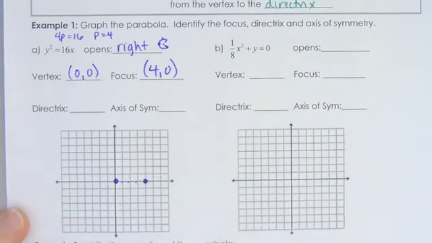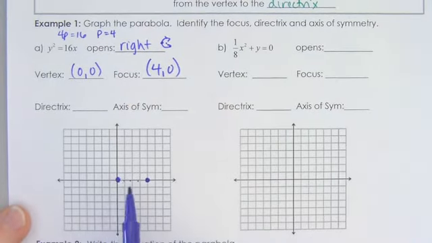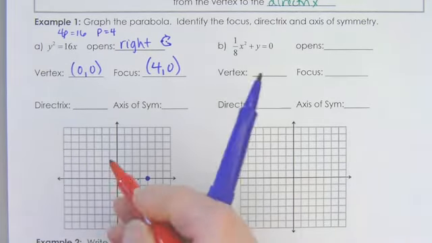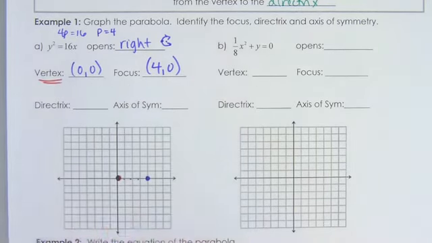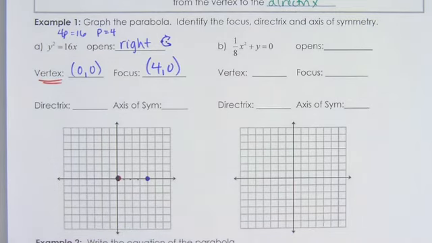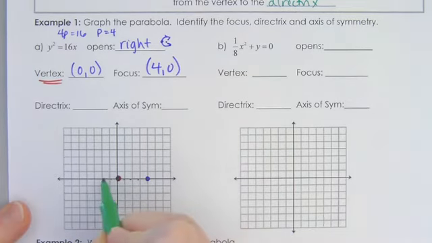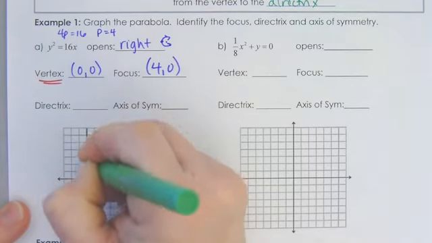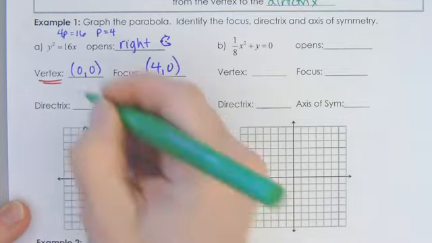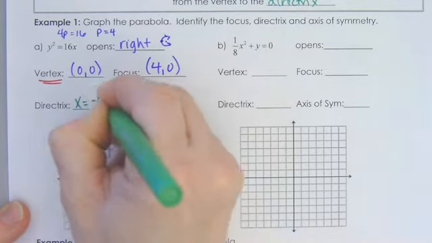So there's the focus. Now the directrix is the opposite direction from my vertex. Remember, this one's my vertex right here. That's the vertex. The directrix is going to be the same distance, p, but in the opposite direction. So since I went 4 to the right, now I'm going to go 4 to the left. 1, 2, 3, 4. There's my directrix. That is the line x is equal to -4.